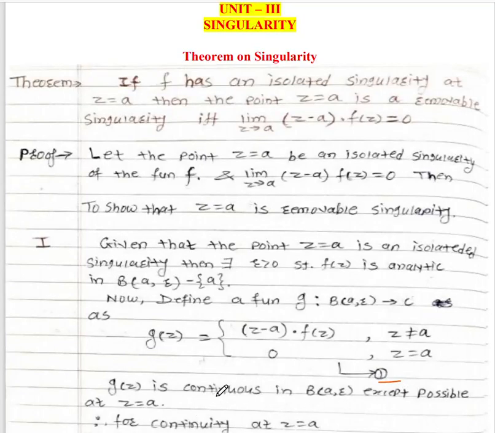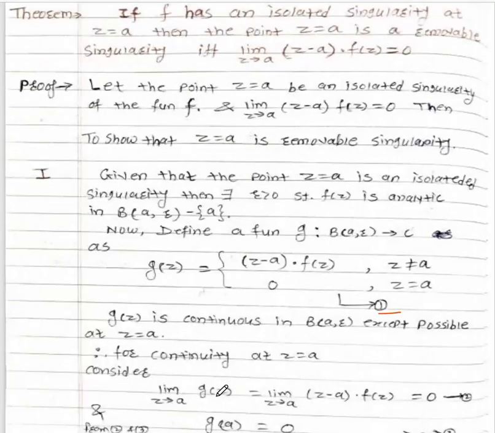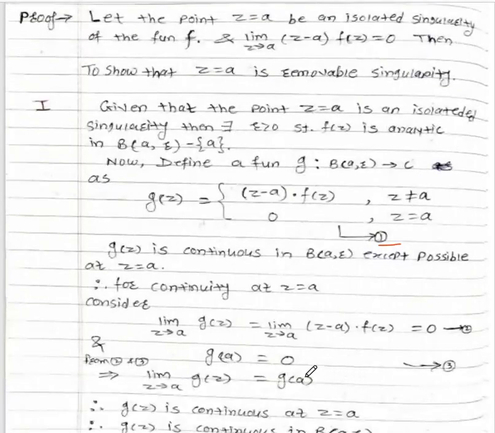So here g of z is analytic, then we can say that it is a differentiable function, and that differentiable function is also a continuous function. Therefore g of z is continuous in the open disk with center a and radius r except possibly at the point z equal to a. Now we will check the continuity at z equal to a. Consider limit z tends to a, g of z equal to limit z tends to a, (z minus a) f of z. So this becomes 0 at z equal to a, and g of a equal to 0.